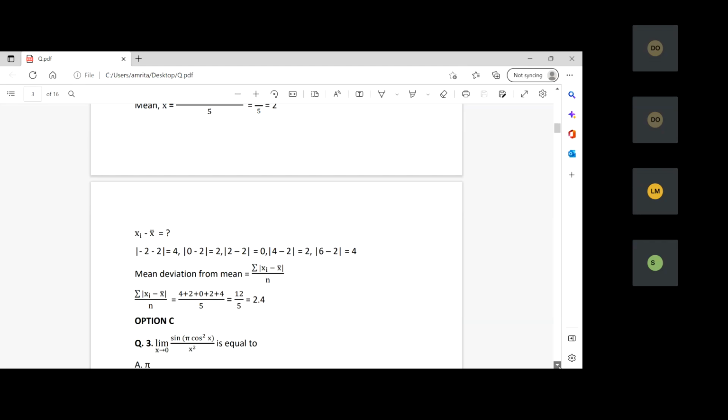The second term is 0. So 0 minus 2 will be 2. Then the third term is 2. So 2 minus 2, which is 0. Fourth term is, which is the fourth term? 4 minus 2, which is 2. Then 6 minus 2, which is 4. So once you have these terms, which are the differences, you have to sum them and divide by the number of terms. It's mean deviation. You need to find it from the mean. I hope it's clear for all of you.